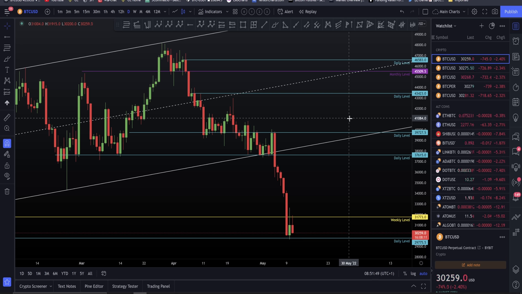I would also like to just cover the local price action here, what's happening between this daily and weekly level, and what we can be looking for next, literally over the next few days here, because the volatility is absolutely outstanding right now.